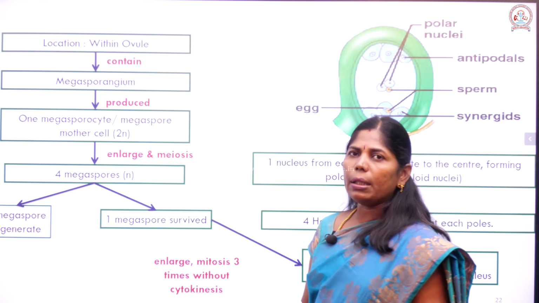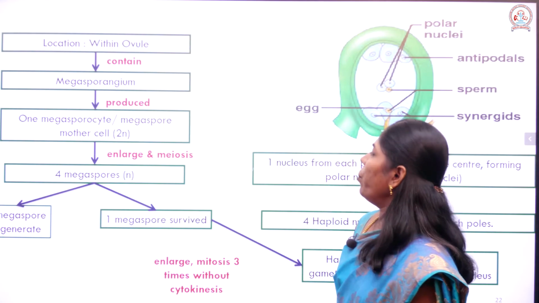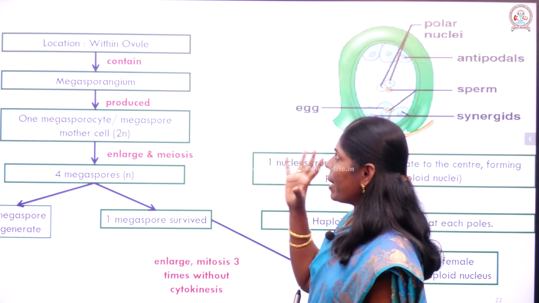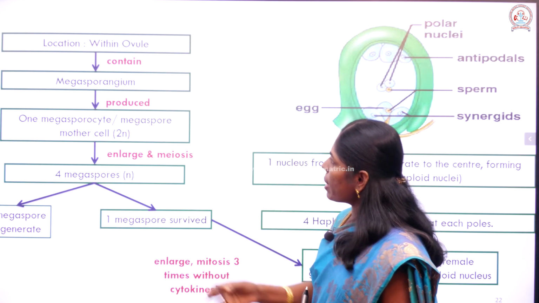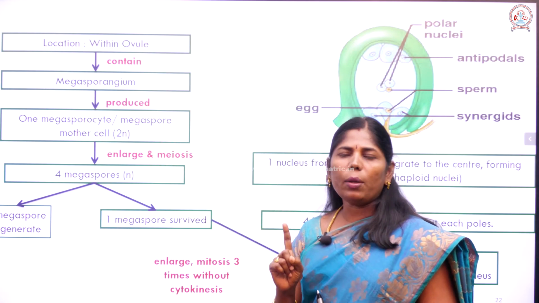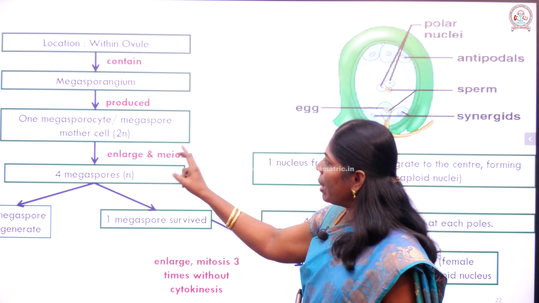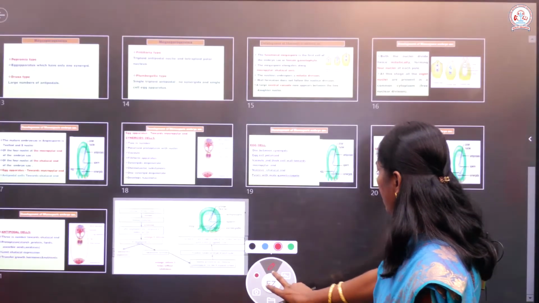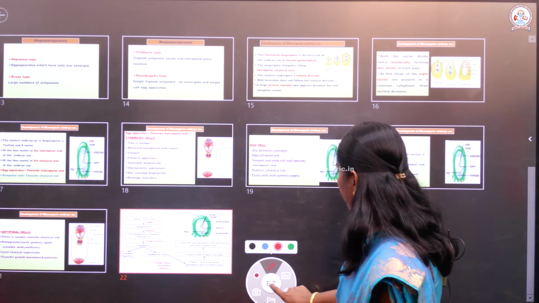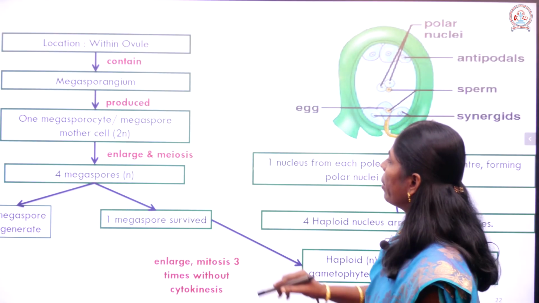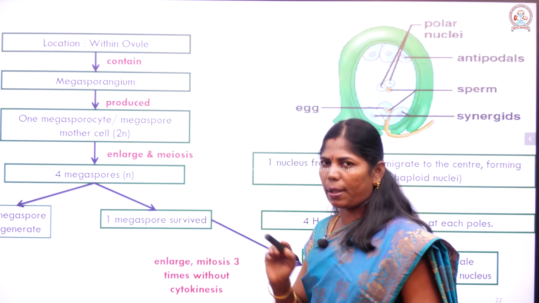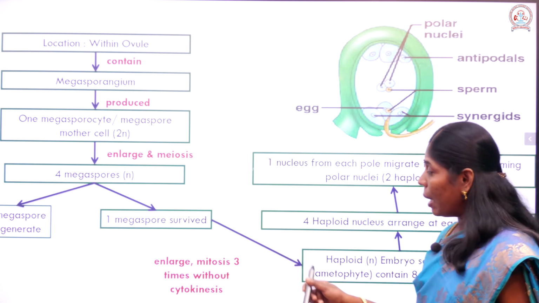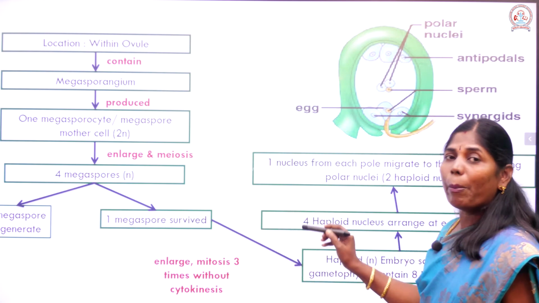Finally you can see that is your ovule. Within the ovule we can see the megasporangium, which is a part of the ovule. One megaspore mother cell is here. Only one megaspore mother cell undergoes the reduction division. What is the meaning? Reduction division is meiosis. As a result of reduction division, 4 haploid megaspores are formed. 3 megaspores degenerate, only 1 megaspore survives. That megaspore undergoes mitotic divisions.